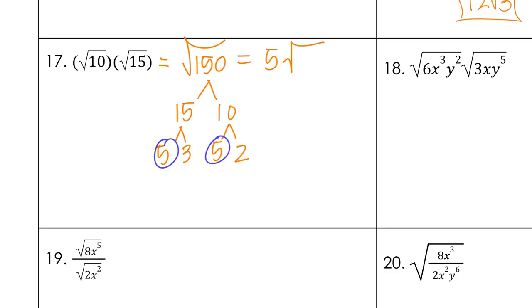A 3 and a 2 multiplied together to get 6. Good. Just 6. Just 6.